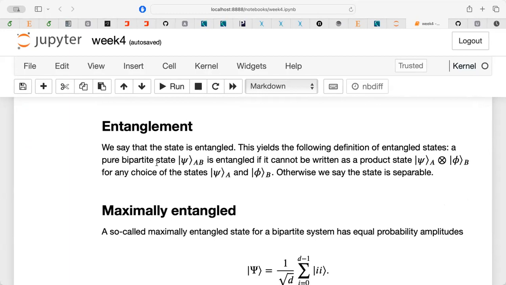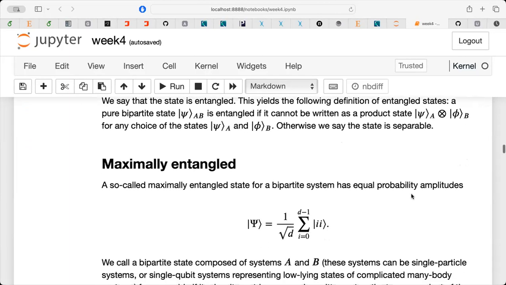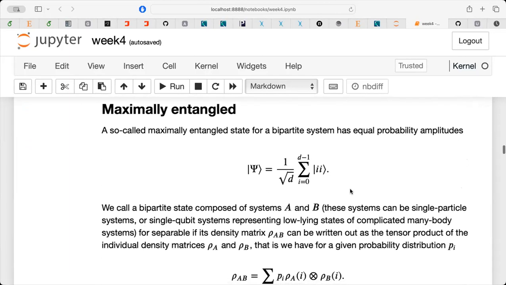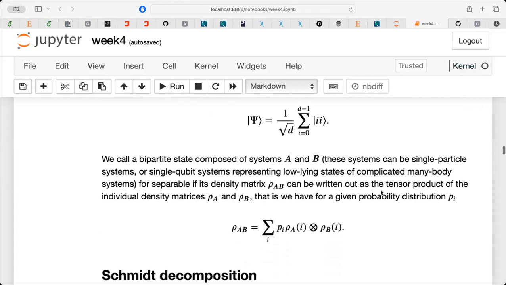So normally we say that this state is entangled, and it yields a definition of entangled states. A pure bipartite state, like the one we had here, is entangled if it cannot be written out as a simple product state for any choice of the states which we have. There are states, this state is actually called a Dicke state, which is a maximally entangled state, where all the states here have an equal probability. And the Bell states are an example. One of the Bell states is actually an example of a Dicke state when we have just two qubits.